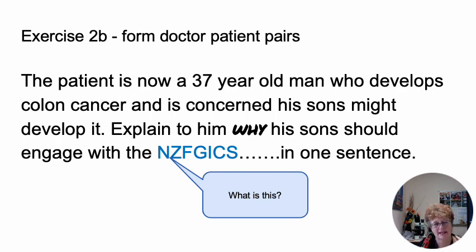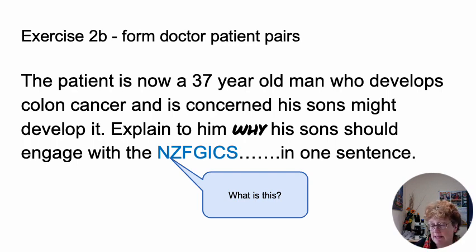So the second exercise that we did is thinking about a patient who's now 37 years old and has colon cancer and is concerned why his sons might develop it. Now, he's much, much more likely to have an inherited cancer at 37 than someone who's 57 and has had time to have had sporadic mutations accumulate. All right, so the patient is now 37 years old and likely has a mutation or a series of mutations that increase his risk of cancer.